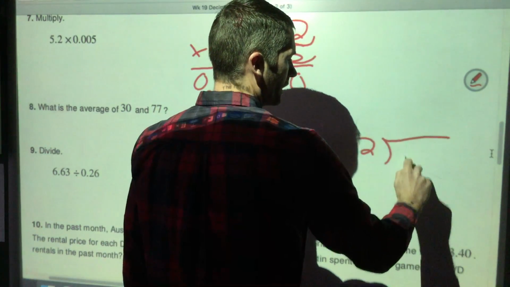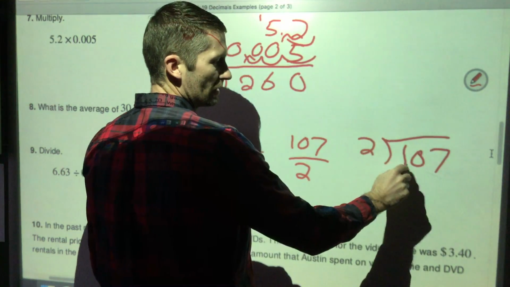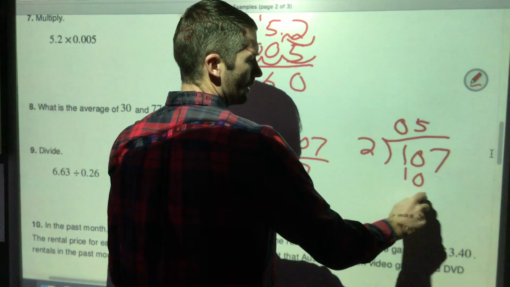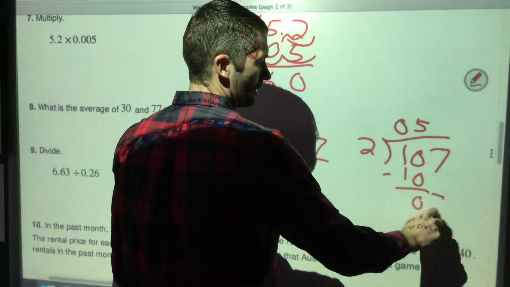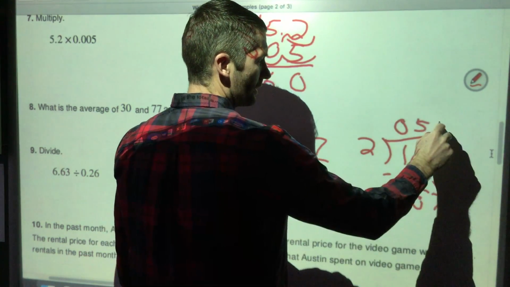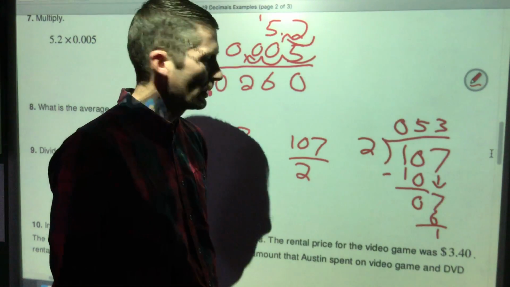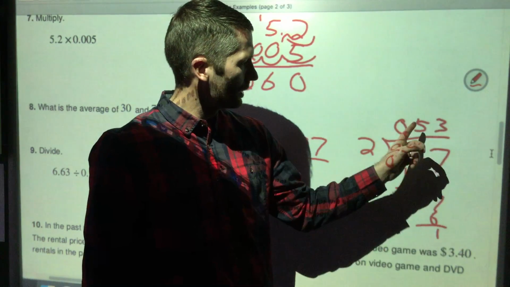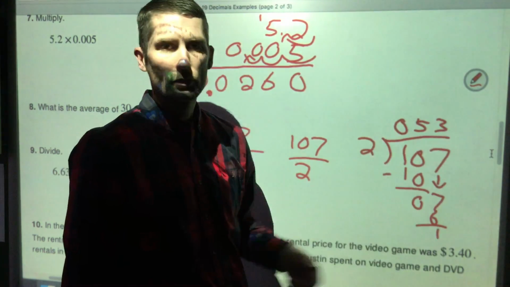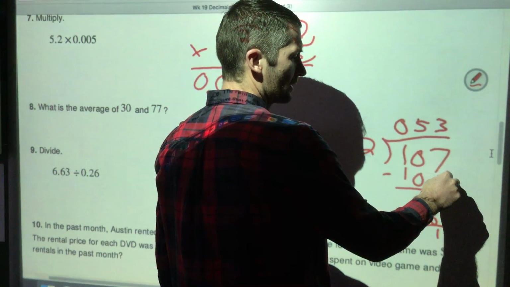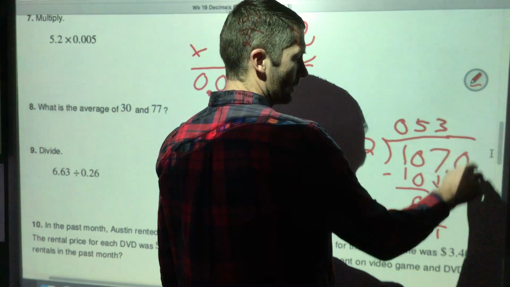30 plus 77 is 107 divided by 2. So 2 goes into 107. 2 does not go into 1. 2 does go into 10. 2 goes into 7 3 times with the remainder of 1. So in the past we've said it's 53 remainder 1, or 53 and 1 out of 2, 53 and a half. But now I know I can make this 107.0.